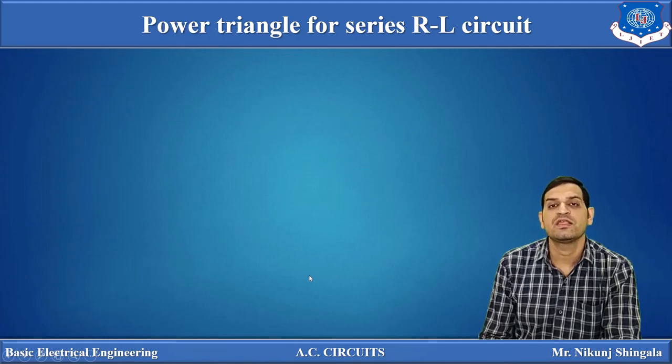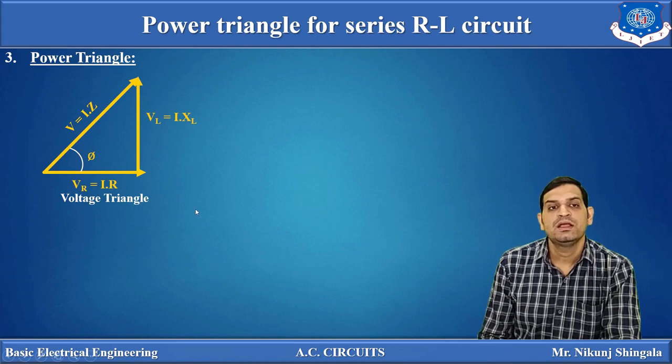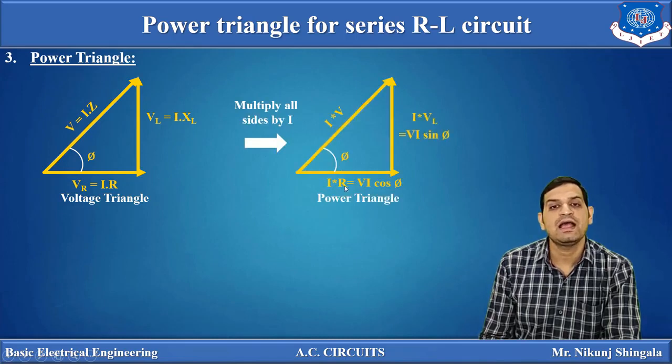And the third triangle for the series RL circuit is the power triangle. So again drawing the voltage triangle, it consists of three sides VR, VL and V, which are represented in terms of current and resistance, and here in terms of current and inductive reactance. If we want to have power from voltage, we have to multiply the voltage by current. So if we multiply all the sides of the voltage triangle by current I, we get the power triangle.